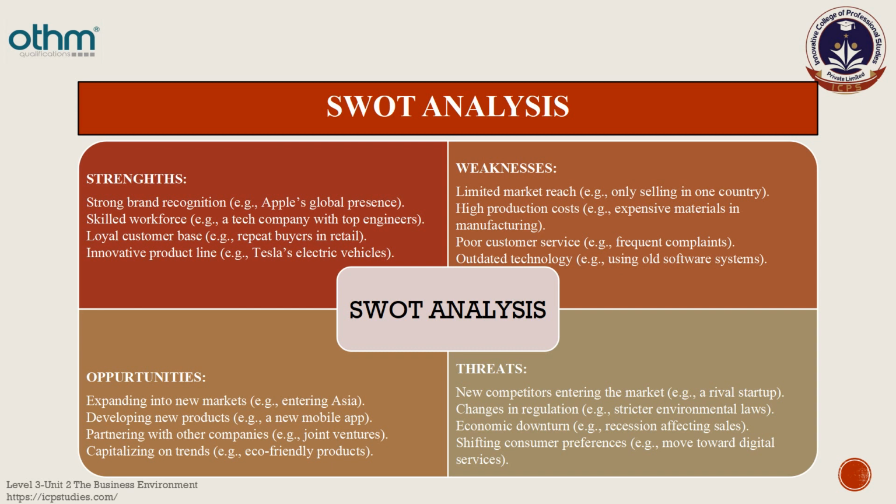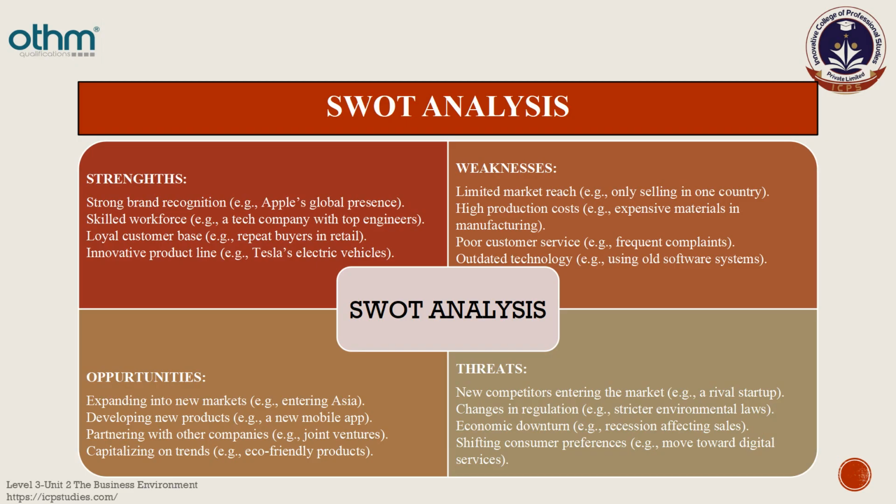Limited market reach of any company can be its weakness. For example, if a company is selling its product in only one country and has very limited market reach, then it can be its weakness. The second weakness is high production cost. For example, when a company is using very expensive materials in its production, it can have a high production cost, and that can be its weakness. Another weakness can be poor customer service. For example, if the company is frequently getting complaints from its customers, it can be another weakness for the company.